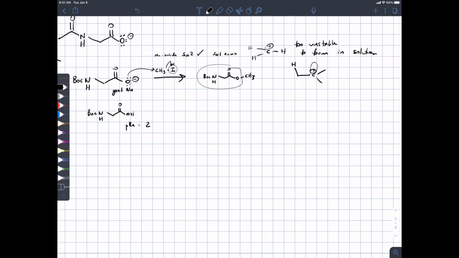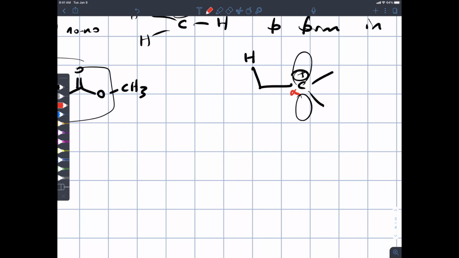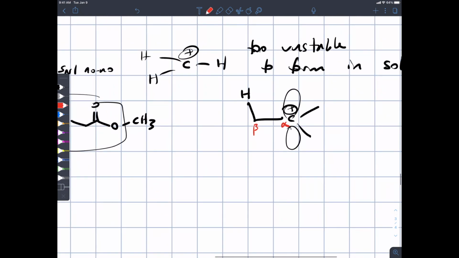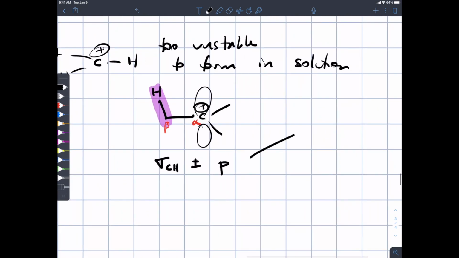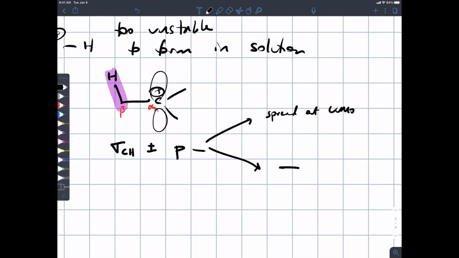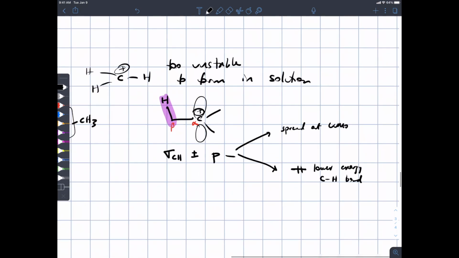Right? Let's call the carbon in the middle with the positive charge the alpha carbon. The key is, do you have any carbon-hydrogen bonds on the beta carbon? Because those filled carbon-hydrogen sigma bonding orbitals can overlap with and mix with the empty p orbital to give you a spread out LUMO. And this is the thing that's favorable: spread out, lower energy electrons from the CH bond.